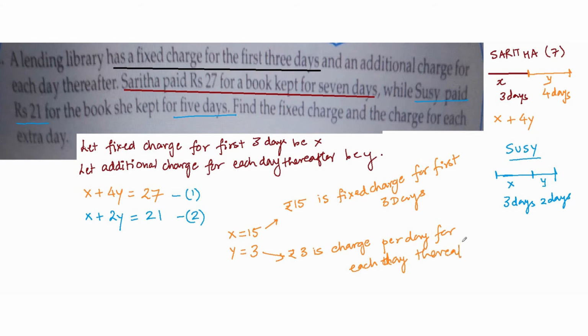So can we quickly check? Consider the first person, Sarita. She would pay 15 rupees plus 12 rupees because there are 4 more days. So 4 3s are 12, plus 15 is 27. That satisfies. And Susie would pay 3 2s are 6 because she has borrowed it for 2 extra days. So 3 2s are 6, 6 plus 15 is 21. That matches the given condition. And hence our solution is right.